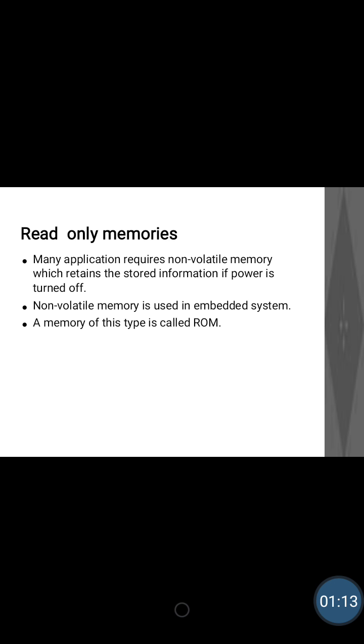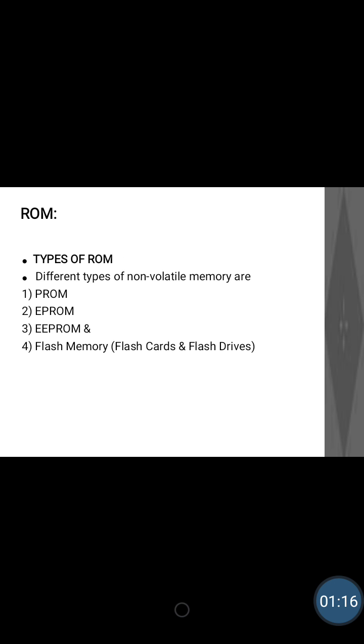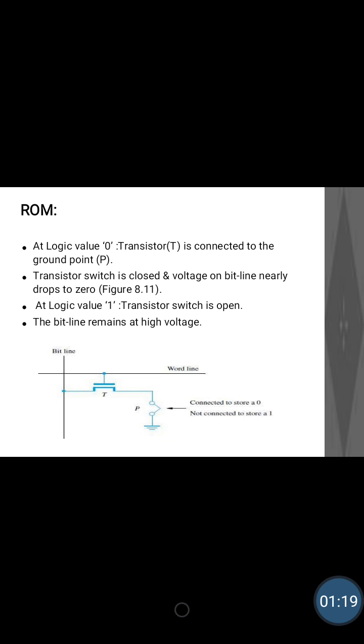Okay, in this figure you can see a cell which represents the ROM cell, one cell in read-only memory. It has a bit line and a word line. To these word and bit lines, a transistor is connected with a fuse, isn't it? To get logic 0, what is to be done? The transistor is connected to the ground point. The fuse will be closed. How is it done? The fuse P is closed.